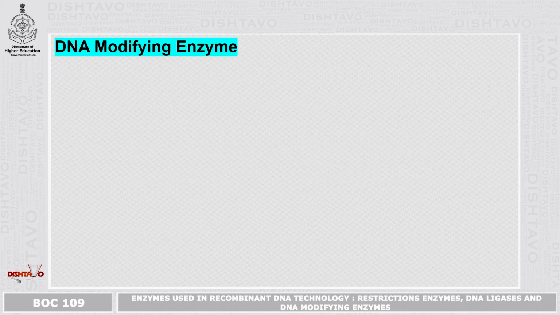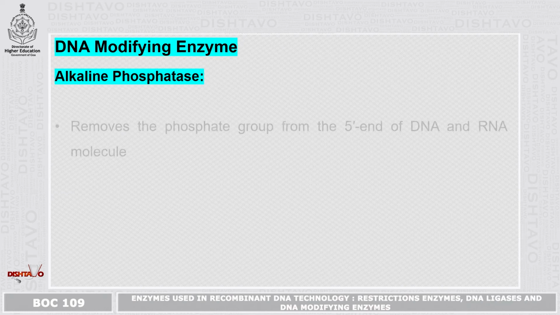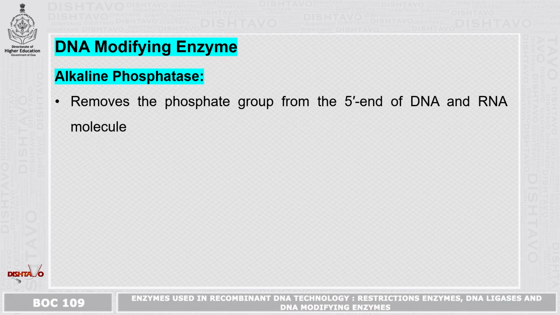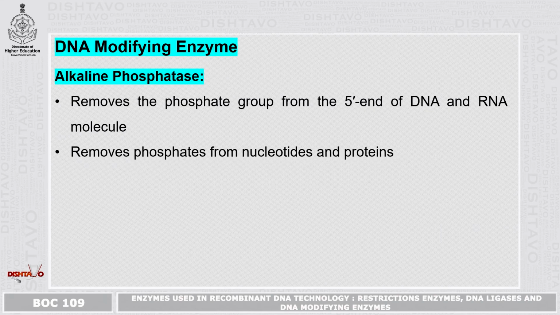Now let us study about DNA modifying enzymes. The enzymes such as alkaline phosphatase, polynucleotide kinase, and terminal transferase act on the termini of DNA molecules and provide important functions that are used in a variety of ways. We will first start with alkaline phosphatase. It functions to remove the phosphate group from the 5' end of DNA and RNA molecules. It removes phosphate from nucleotides and proteins, and it is most active at alkaline pH. Therefore, it is known as alkaline phosphatase.